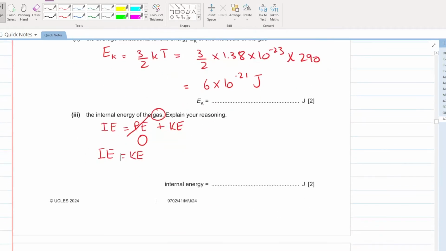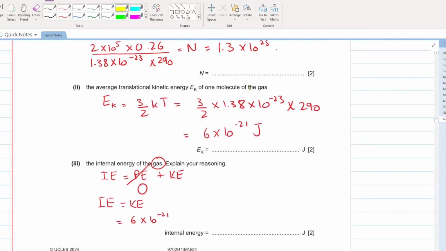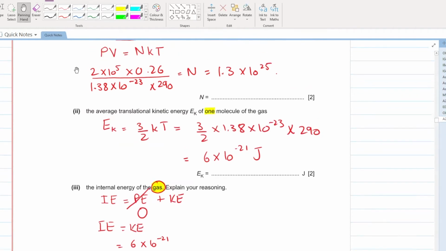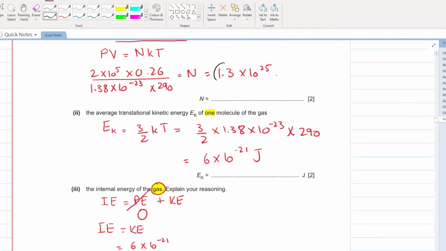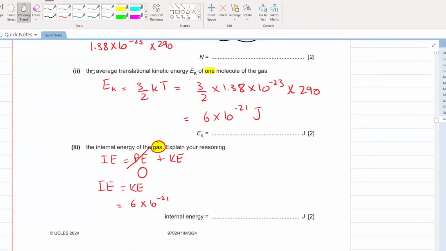Now, most students will just write this kinetic energy and will leave the question. But they fail to notice that this is the kinetic energy of one molecule. Here you have to calculate the internal energy of the gas. So what will you do? You will multiply it with the number of molecules, that is 1.3 into 10 raised to the power of 25. Do it.